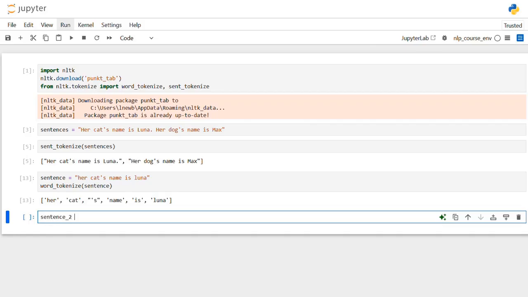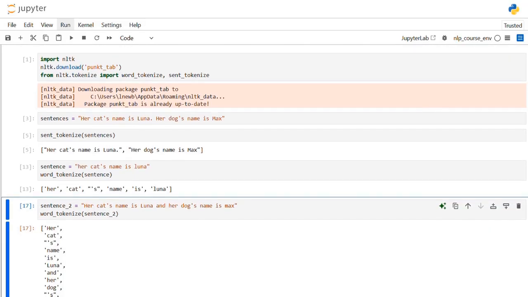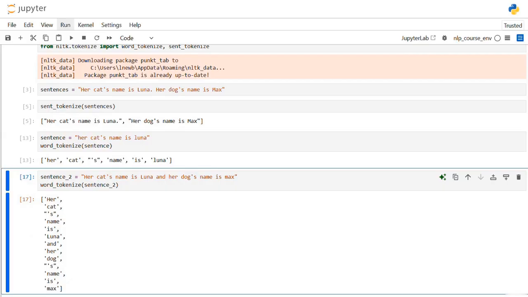Now let's try this on a slightly longer text. We join the two sentences together. When we run the word_tokenize function on this combined text, it breaks everything into tokens again. This time, we see all the individual words from both sentences listed out as separate tokens.